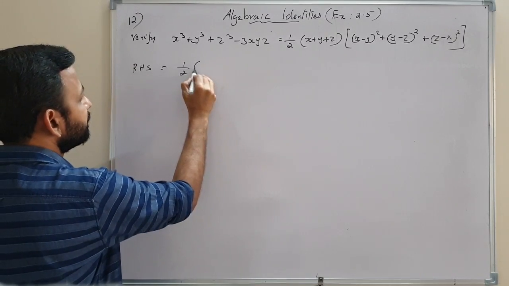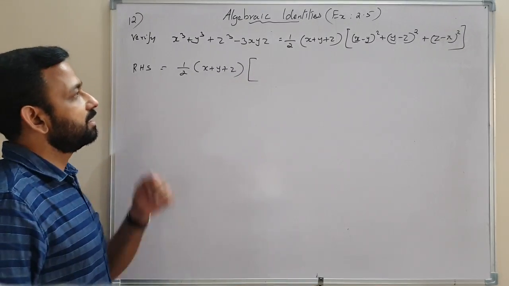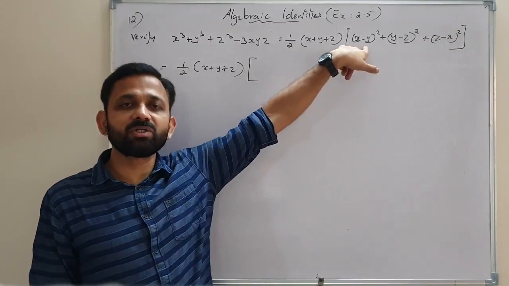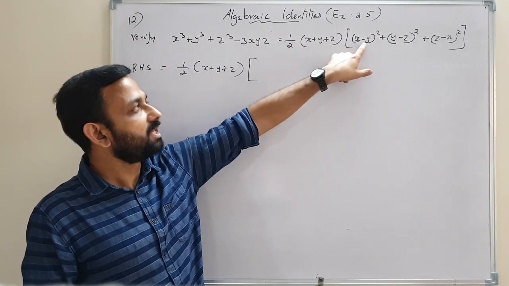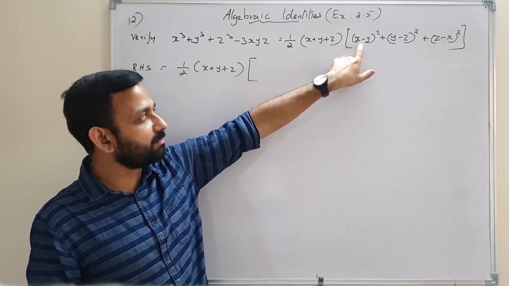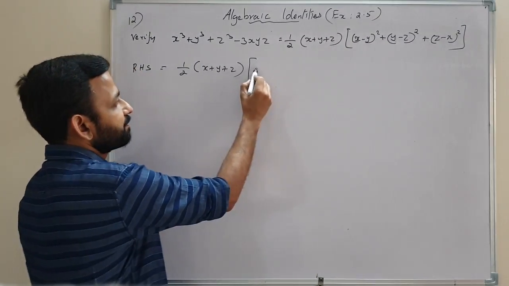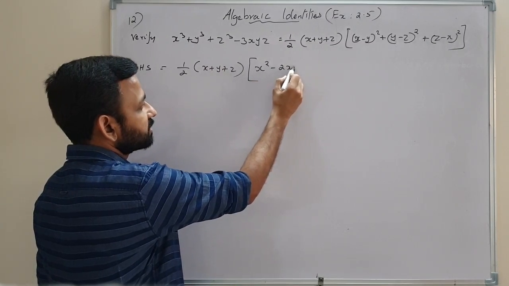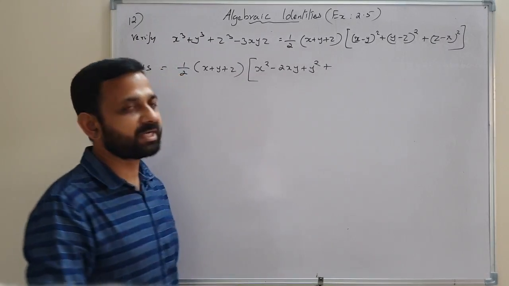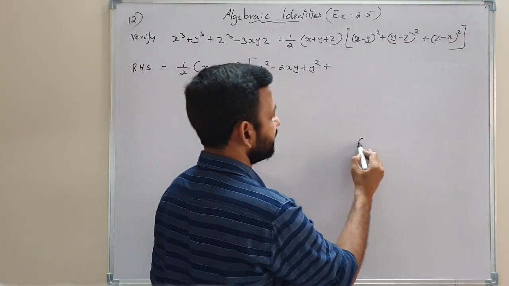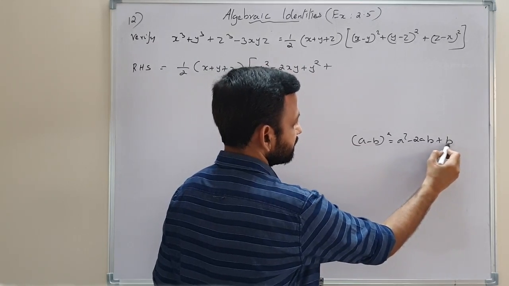1 by 2 into x plus y plus z in bracket. Here for x minus y whole square, we can use the identity a minus b whole square is a square minus 2ab plus b square. So x minus y whole square is x square minus 2xy plus y square, plus y minus z whole square. We are using the identity a minus b whole square equal to a square minus 2ab plus b square.